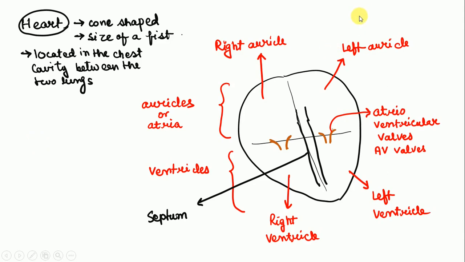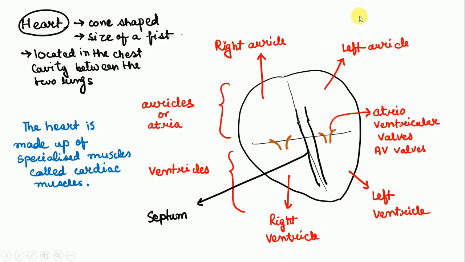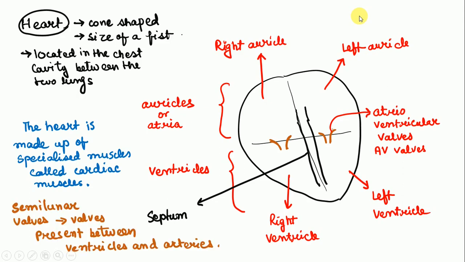Now the heart is made up of specialized muscles called cardiac muscles. These muscles have the tendency that they can beat throughout the lifetime without even getting tired. And there is one more type of valves which are known as semilunar valves. Semilunar valves are those valves which are present between the ventricles and the arteries.